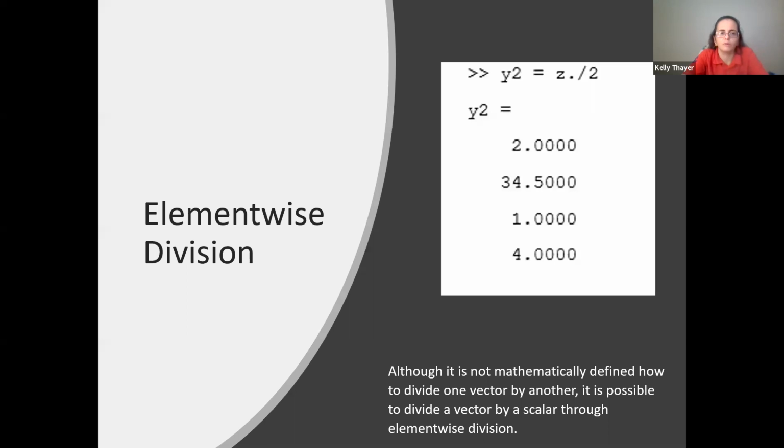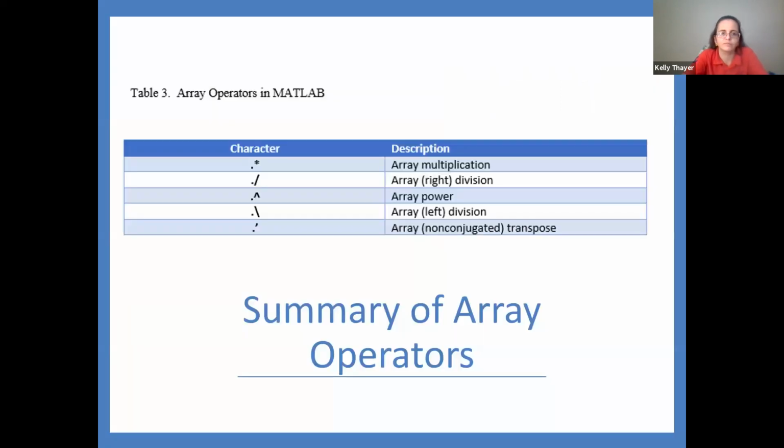You can also do element-wise division. What this will do is divide each element by some particular number. It's possible to divide a vector by a scalar through element-wise division. This is a summary of the array operators available in MATLAB. Notice that they all begin with the dot notation. So dot star, dot division, and so on.